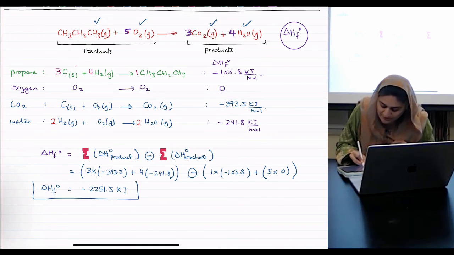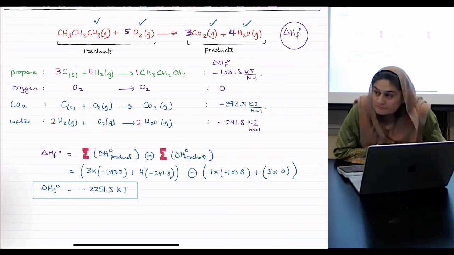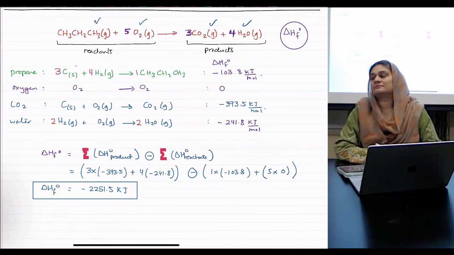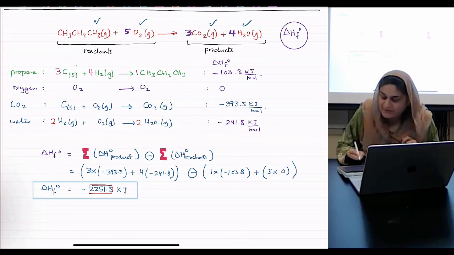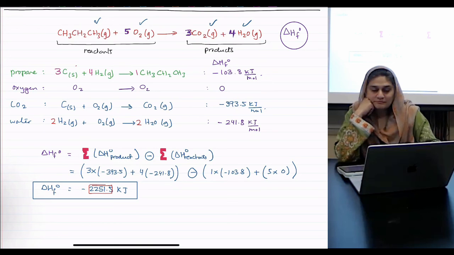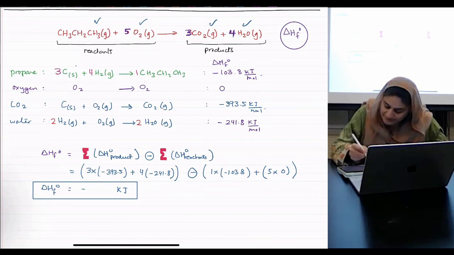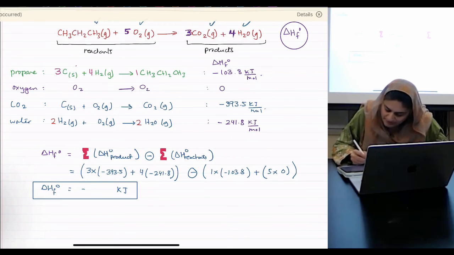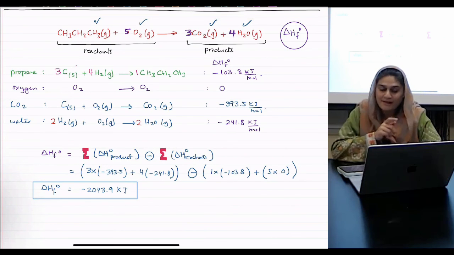Can someone check my math? The book has negative 2,043.9. Someone fix this, because apparently we're getting different numbers. Which one is right? Oh, the book is right? I'm wrong. Wait, what's the answer then? 2043.9. Hold on. 2043.9. Thank you for confirming. I had it wrong here.